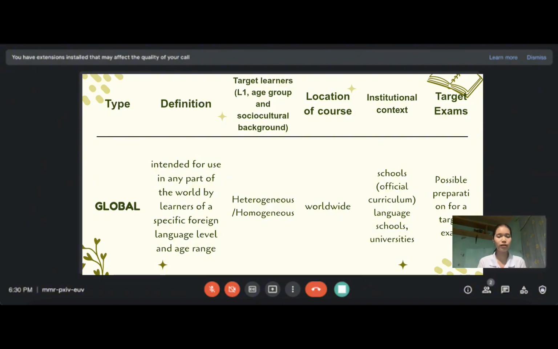By definition, global course books are intended for use in any part of the world by learners of a specific foreign language level and age range, while a local course book is actually a global course book, but it is localized or adapted so that it aligns to the national curriculum, or here in the Philippines, it is aligned to the DepEd K-12 curriculum. An example of this is the English subject textbook published by Phoenix Publishing.